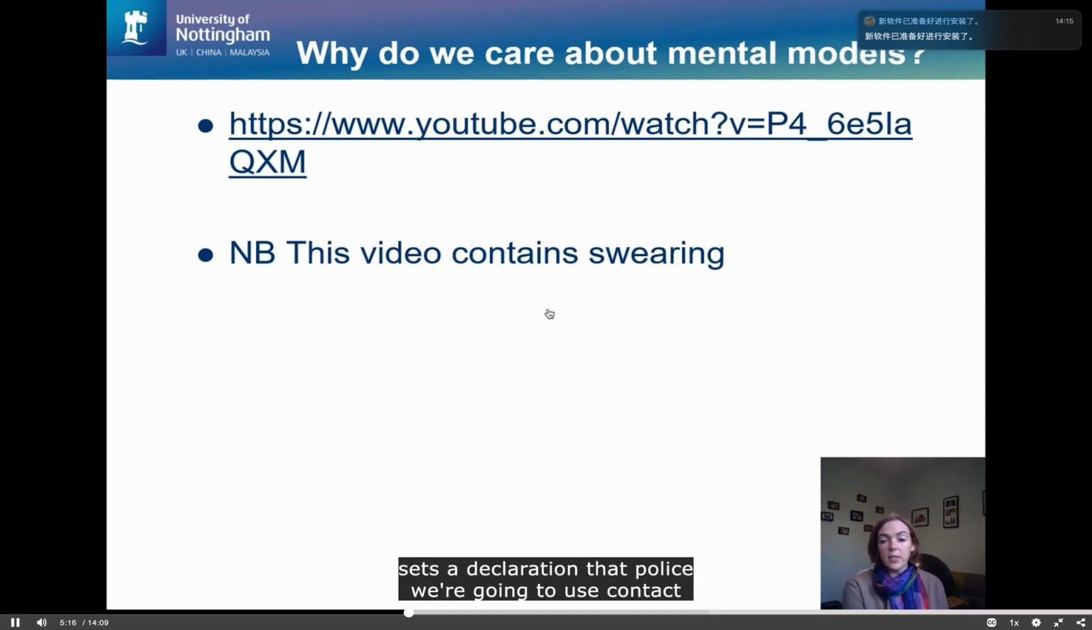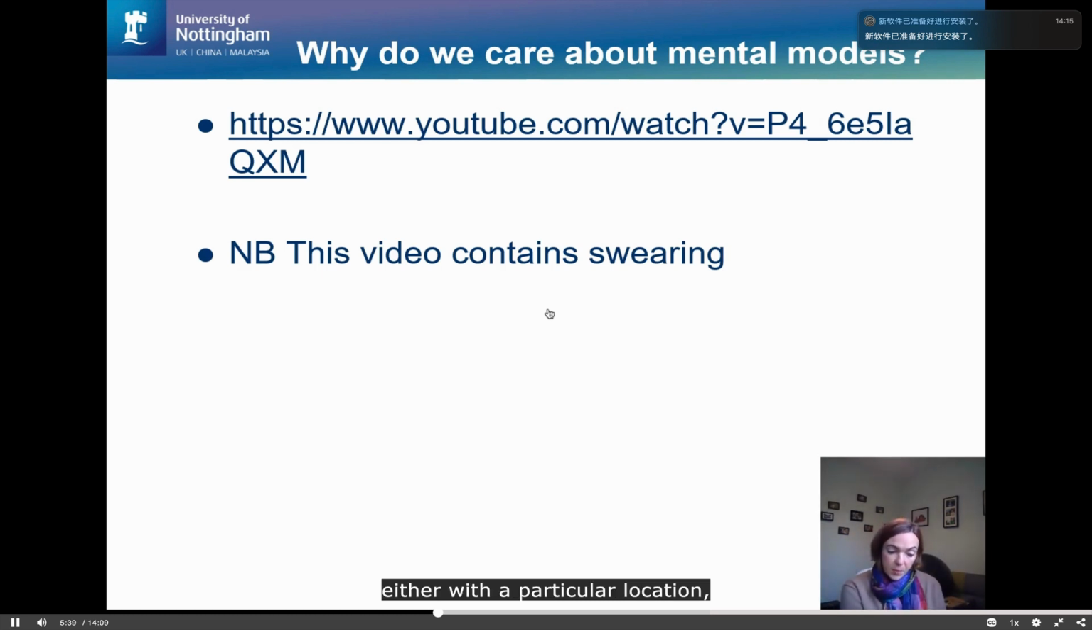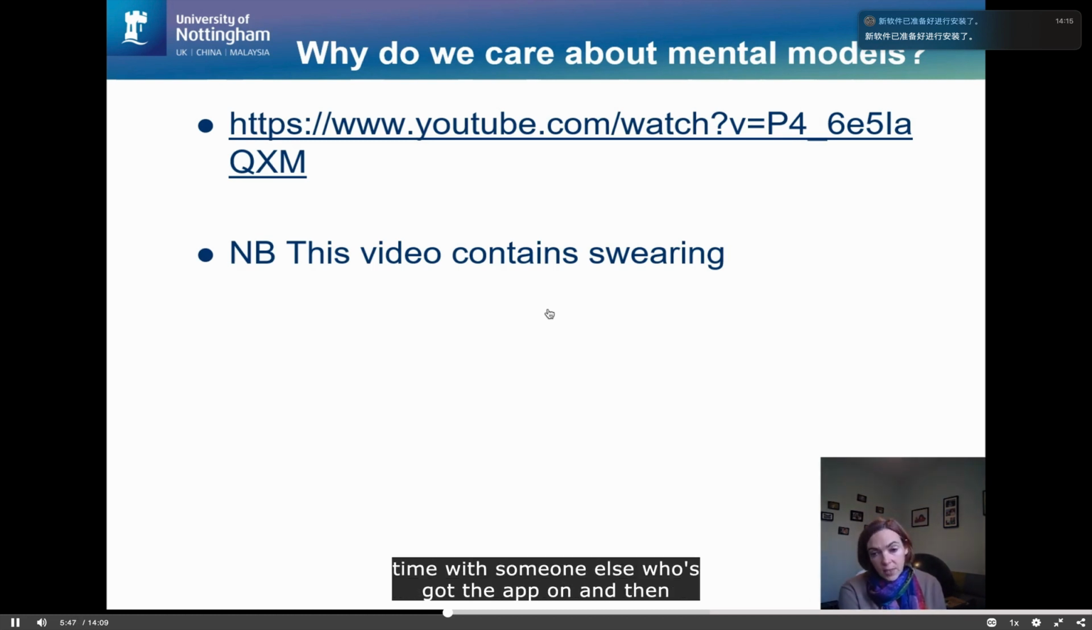We equated the declaration that police were going to use contact tracing information with them using information from the app. Whereas actually, the contact tracing system is a separate system to the app, and the app telling us whether we need to isolate or not. The app works on a basis of proximity, either with a particular location if we've checked into a location, or if we've been within 2 meters for a certain period of time with someone else who's got the app on and then subsequently reports a positive test for coronavirus.